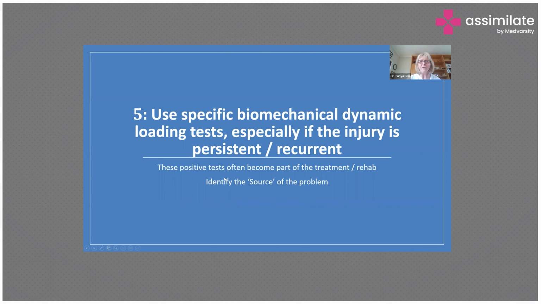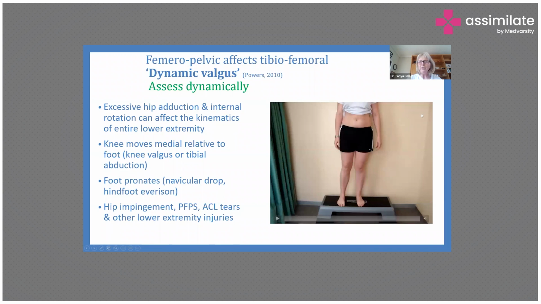And once you've found a positive test, you can often use that test to test and retest, and also use that principle when you start designing your rehabilitation program. So once again, use these tests to identify the source of the problem. What you're about to see here would be an example of a dynamic valgus. This lady wanted to run a 56-kilometer race in Cape Town. And you'll see now she's very hypermobile. She presented with groin pain and SI joint type pain. But if you just treated the area, you'd completely miss the boat.